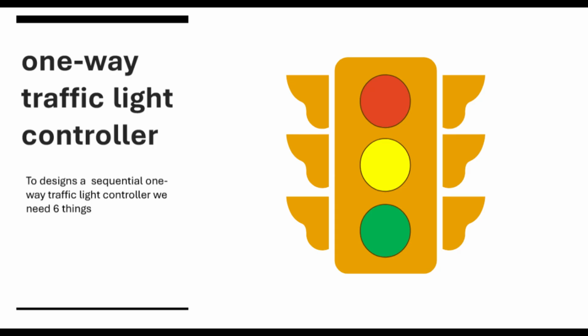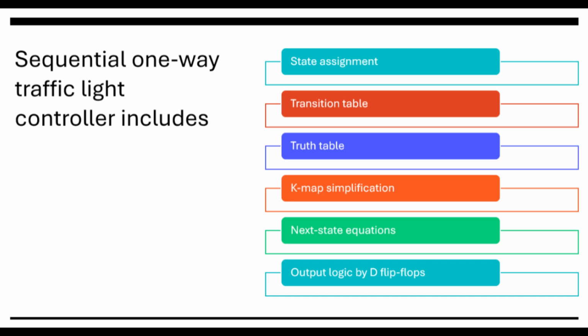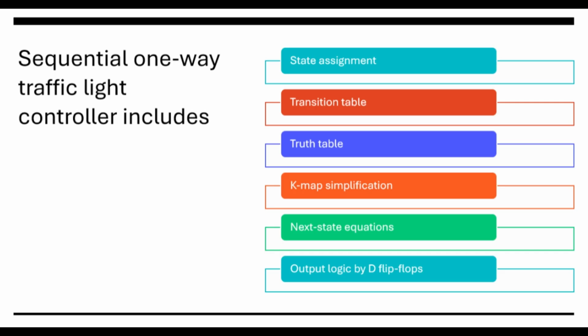One-way traffic light controller. To design a sequential one-way traffic light controller, we need 6 things. A sequential one-way traffic light controller includes: 1. State assignment. 2. Transition table. 3. Truth table. 4. K-map simplification. 5. Next state equation. 6. Output logic by D flip-flops.